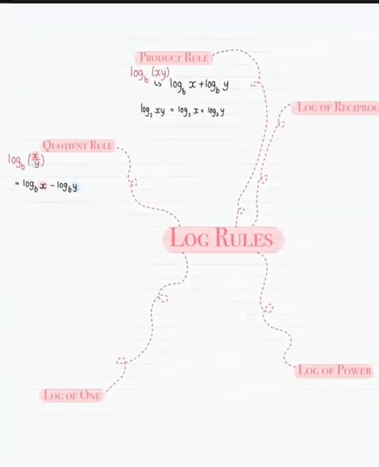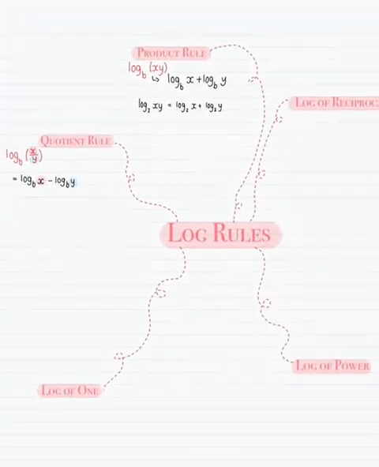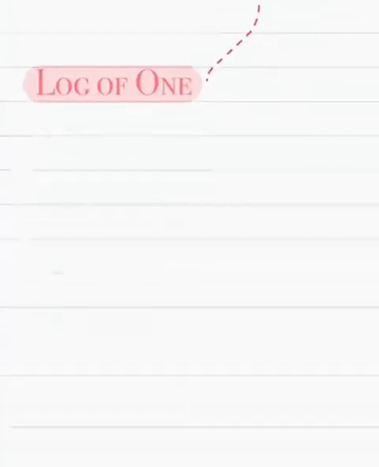Okay, so we've dealt with the product rule. We've now dealt with the quotient rule. We're now going to be moving on to the log of 1. Now the log of 1 means that I can have log of any base, but if I have 1 in my brackets, that answer will always be 0.